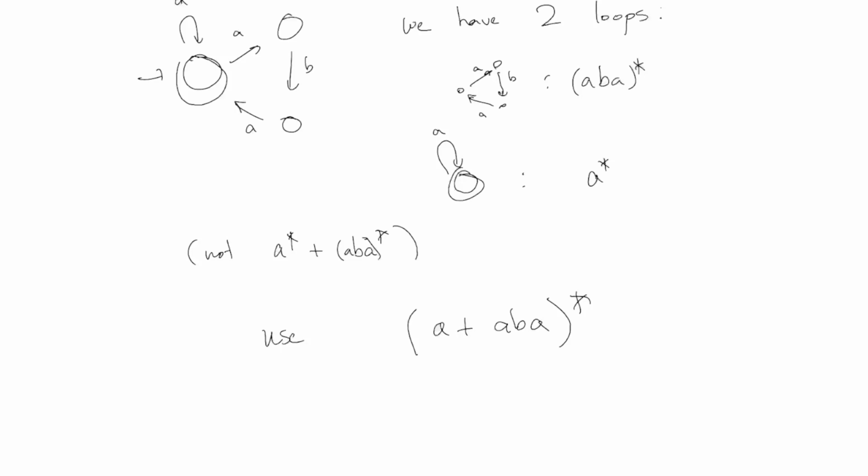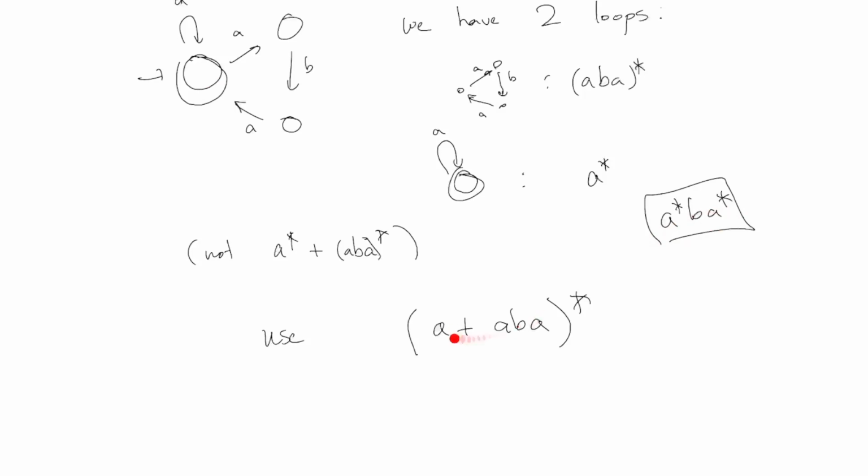Yes? Would A star, B, A star also work here? I don't think so. Although, yeah, not quite. This is a good idea, though. He said A star, B, A star. What we're trying to write is a format for all accepted strings. But this would include, for instance, just B, which is not accepted here. So, yeah, it's a little complicated.